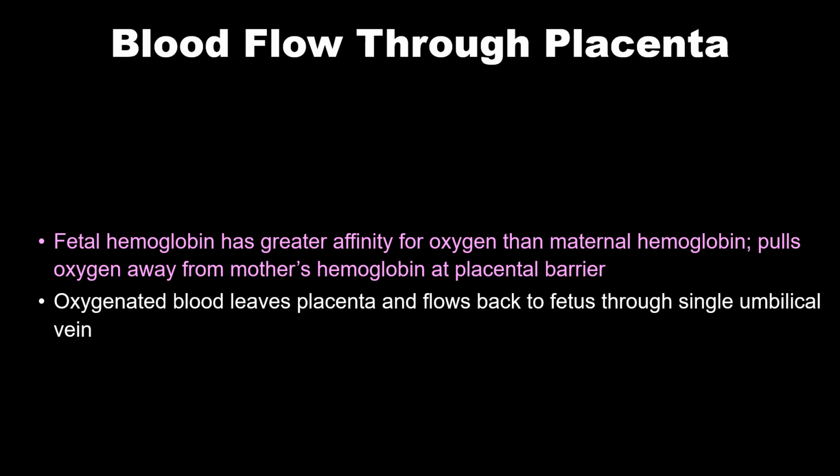Fetal blood is actually going to leave the fetus and enter the two umbilical arteries, and then blood flows into the placenta and moves into fetal capillaries in the chorionic villi. These capillaries are on the fetal side of the placental barrier, where fetal blood then picks up oxygen and nutrients, delivering wastes, but again, no blood cells touch. Fetal hemoglobin does have a greater affinity for oxygen than maternal hemoglobin, so it picks up oxygen from the mother's blood at the placental barrier. Next, the oxygenated blood will leave the placenta and flow back to the fetus through the single umbilical vein.